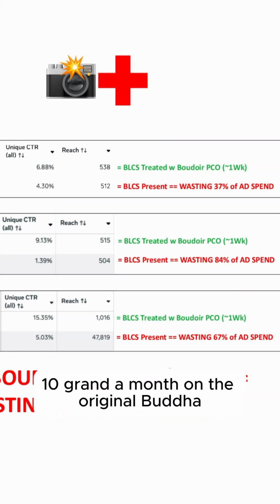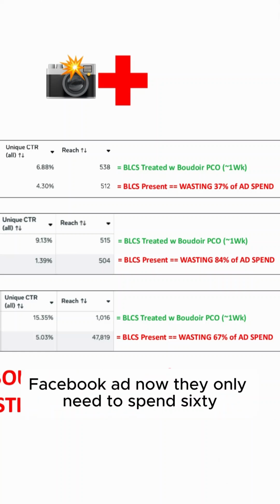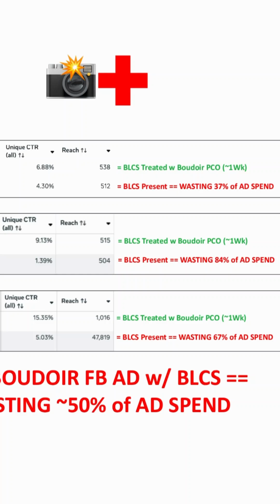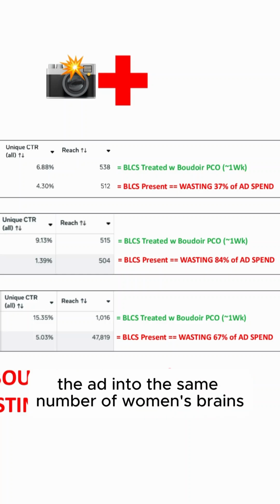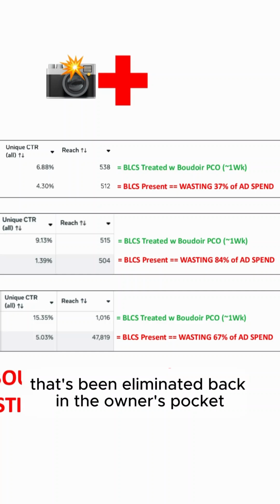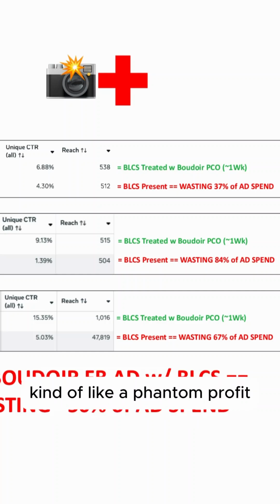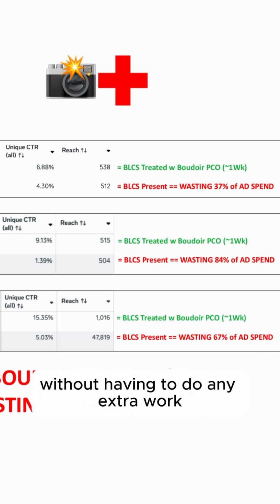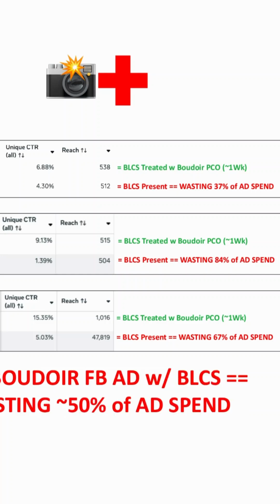So if they're spending 10 grand a month on the original Boudoir Facebook ad, now they only need to spend 6,300 bucks a month on the Boudoir Pico treated ad to get the ad into the same number of women's brains in both scenarios. So 3,700 bucks a month of wasted ad spend eliminated and back in the owner's pocket. They no longer have to spend it, kind of like a phantom profit. That's like 40K over the next 12 months without having to do any extra work.